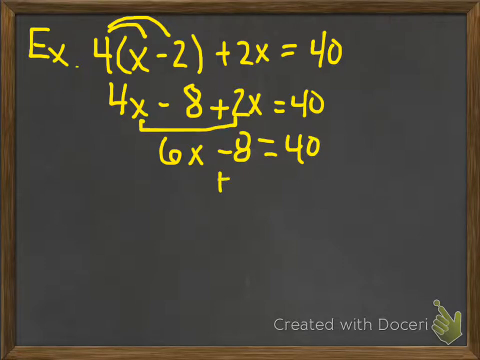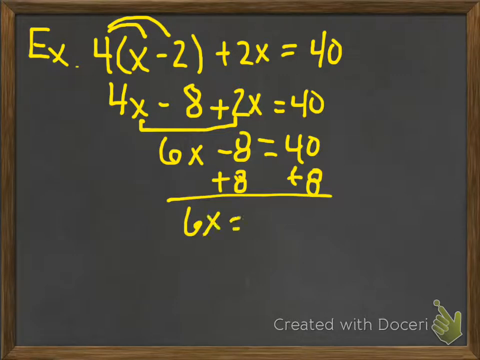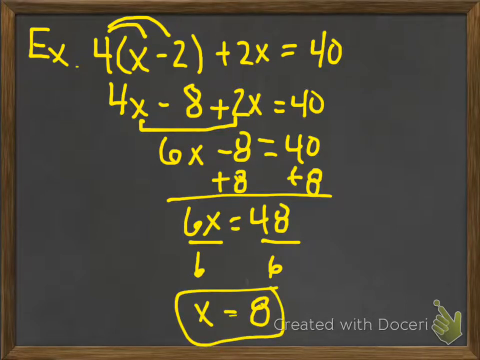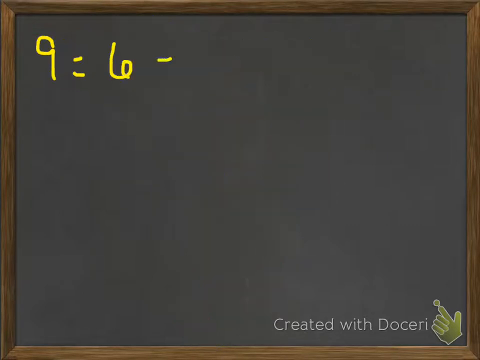Then we can add 8, and then we can say divide by 6. So we get 8 as an answer. So x equals 8. And again, you can double check your work. If you put the 8 there, you'd say 4 times the quantity 8 minus 2, plus 2 times 8 equals 40, and you would get that same answer. Because 8 minus 2 is 6, 6 times 4 is 24, 8 times 2 is 16, and 16 plus 24 would be 40.